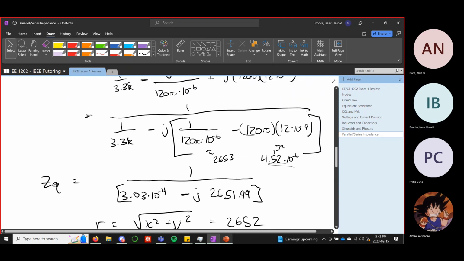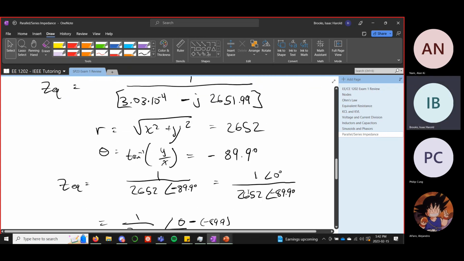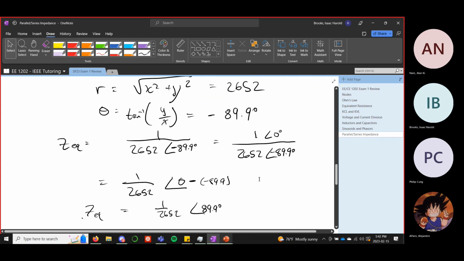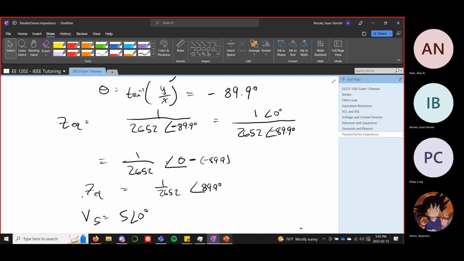That's why in this step, we kept it in rectangular form so that we could combine these two terms into a singular rectangular. And then we converted it to polar to do this division. But yeah, you're right. Once we had the equivalent impedance, if we had turned this back into rectangular form, that would be the resistance of the circuit and the reactance of the circuit. Yeah. Thank you. Any other questions about anything from today?